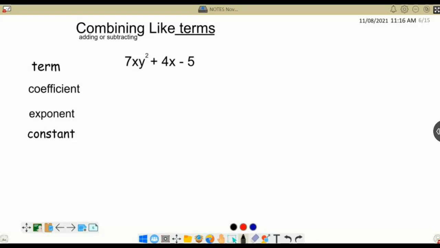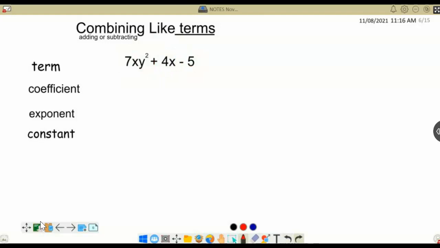So an example right here, this is an expression. If you remember from previously, terms can be found by looking for addition and subtraction symbols and knowing that addition and subtraction separates terms. So what I always encourage kids to do is just mentally draw a wall wherever you see addition and subtraction, unless it's in grouping symbols. You never want to split up things in grouping symbols, but otherwise put little walls there. Those walls separate terms. So I see a term right here, 7 times x times y squared, that's a term. 4 times x is a term, and 5 is a term as well. So there are 3 terms in this example right here.